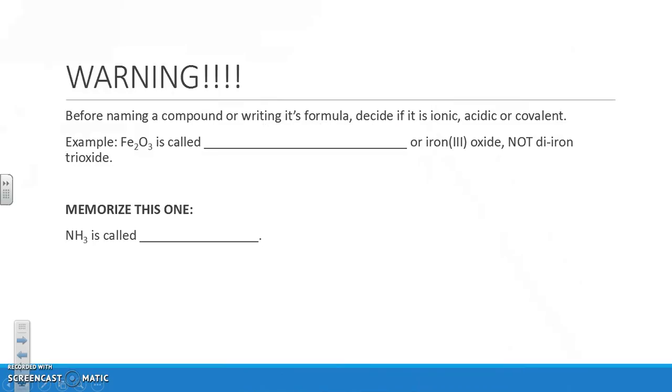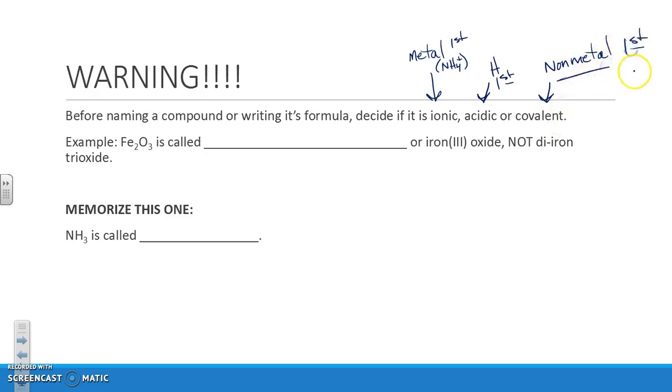All right, last thing that we need to worry about is when you are naming and writing formulas for compounds, you have to figure out if it's ionic, acidic, or covalent before you do anything. Remember, if it's ionic, it's going to have a metal first, or it'll have ammonium first. Okay? If it's acidic, it'll have hydrogen first. And if it's covalent, it'll have a non-metal first. You have to decide that, because if you don't, you're going to get it wrong.